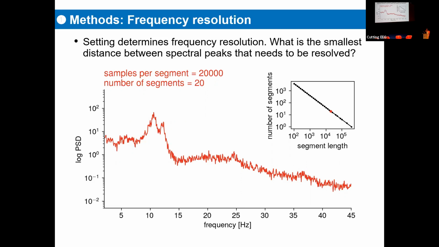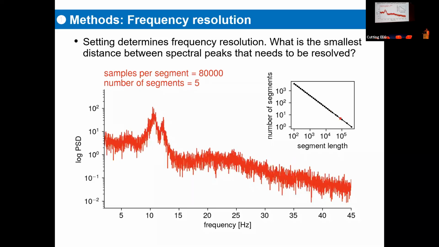So you can see that the noise increases, because the objective of this averaging across segments was to reduce noise. If we don't have so many segments, we have more noise. Okay, so it's getting scary. So only 5 segments to average over, but a lot of frequency resolution.